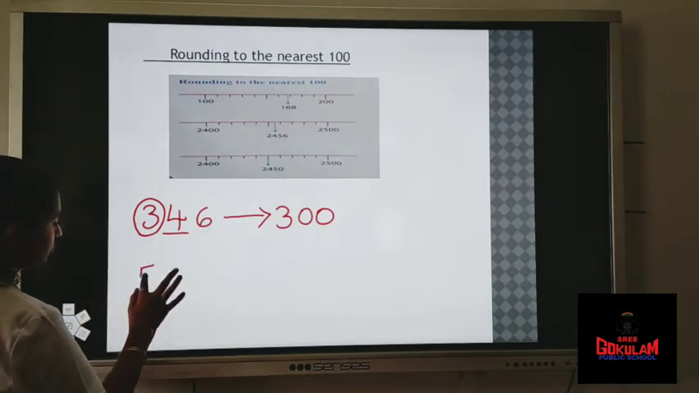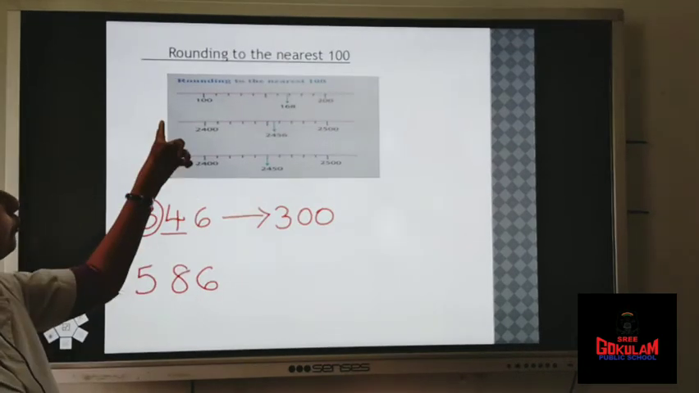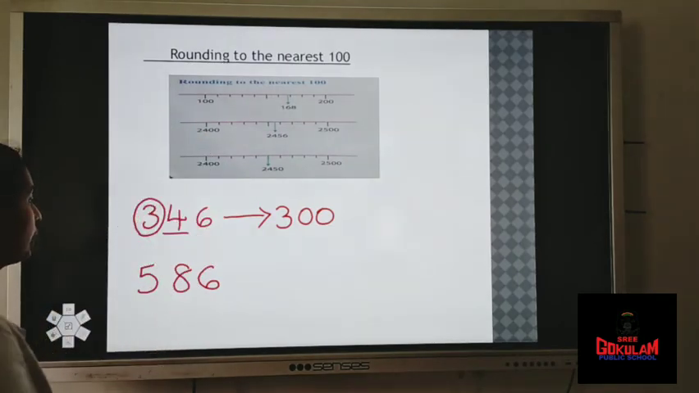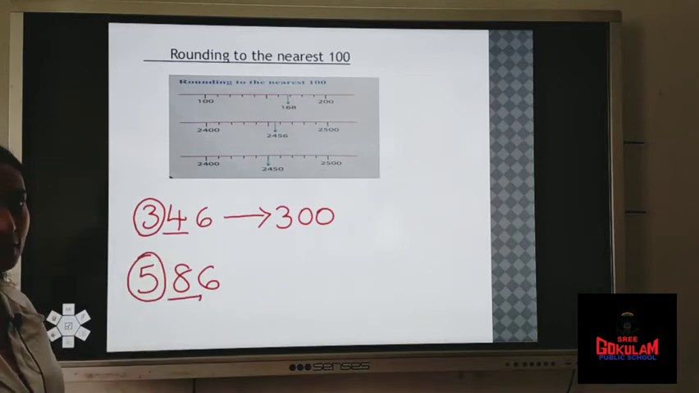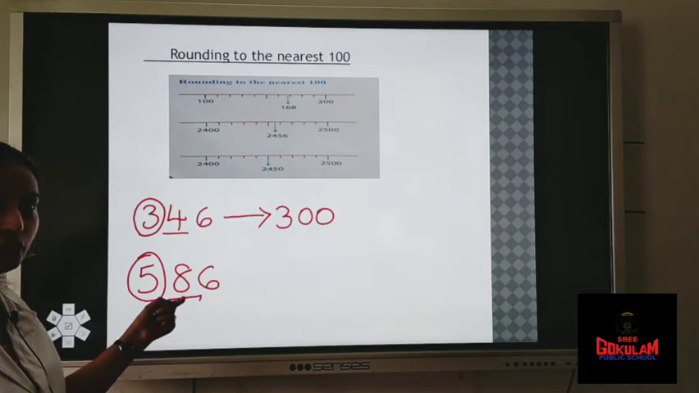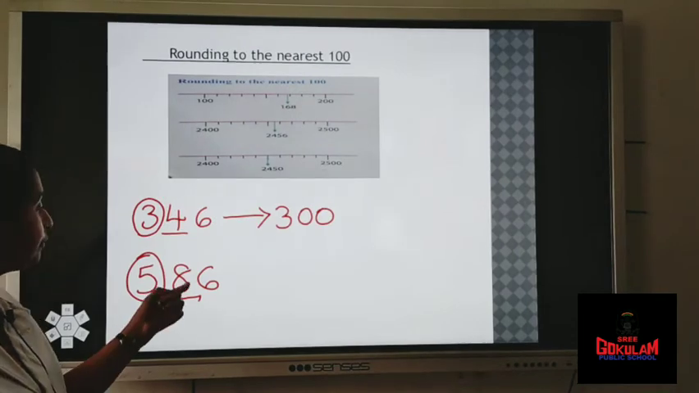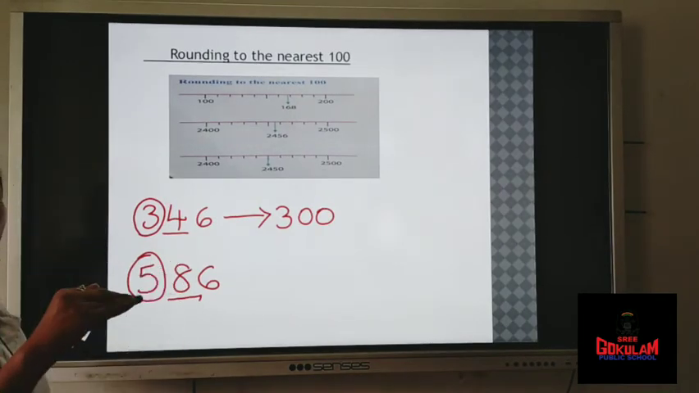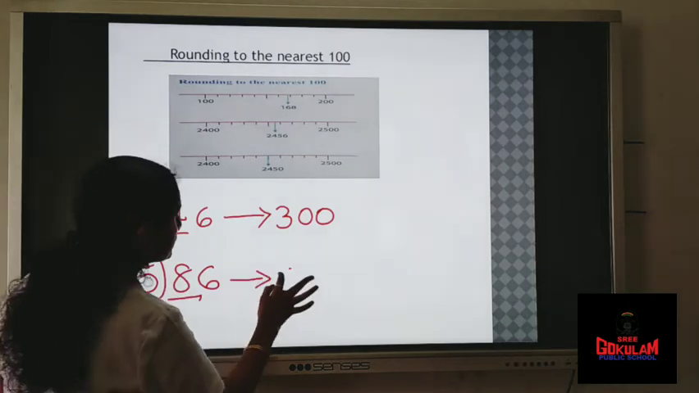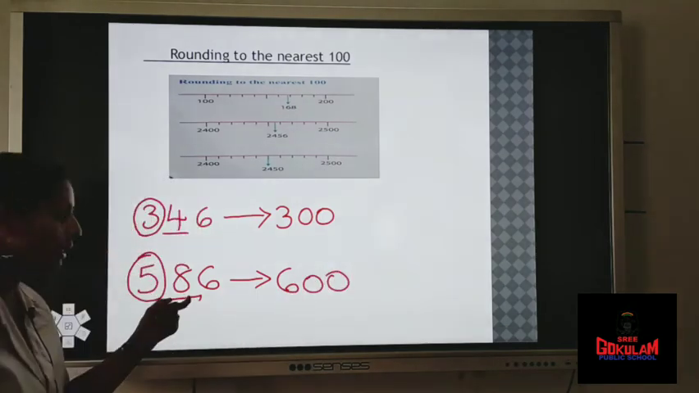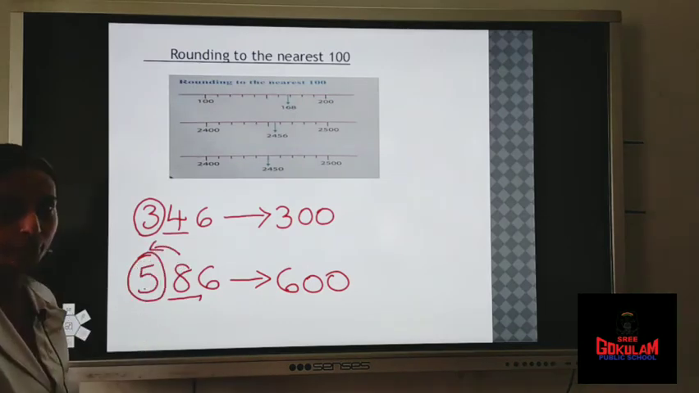Another example, 586. We have to round to the nearest 100. Circle the hundreds place and underline the tens place. Check the underlined digit. It is 8, so we check whether it is above 5 or below 5. If it is above 5, we round up. That means we can round this number to 600. If the tens place number is above 5, we have to add one more 100 to this number.